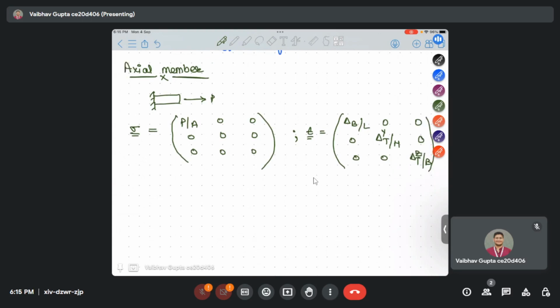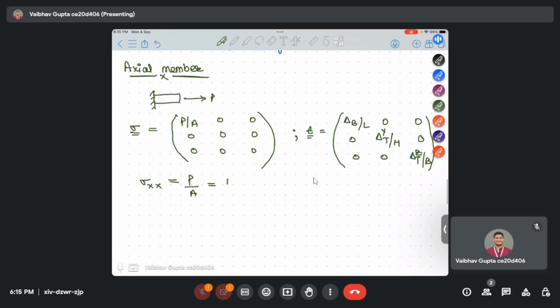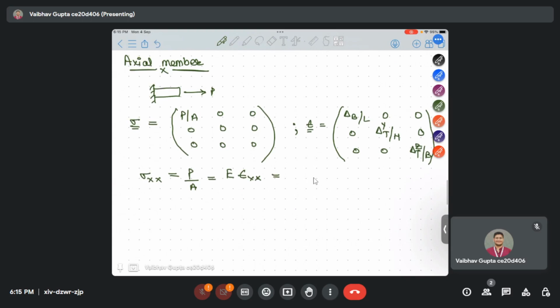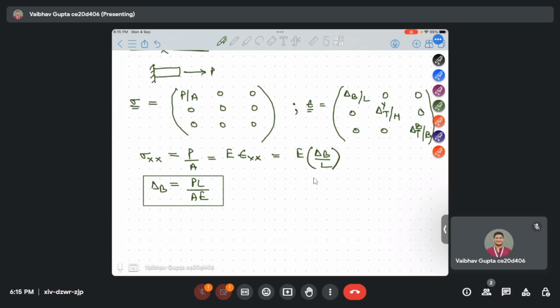Okay, so how will you relate stress with strain? Sigma xx will be equal to P by A, which is equal to E epsilon xx, which is E into delta B by L. So now delta B is nothing but PL over AE. This is the formula which we will be using to solve the problems. Remember, this formula is only applicable when the stress is a uniaxial state of stress.